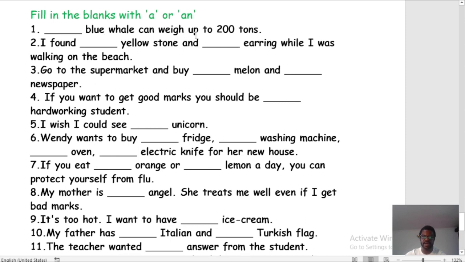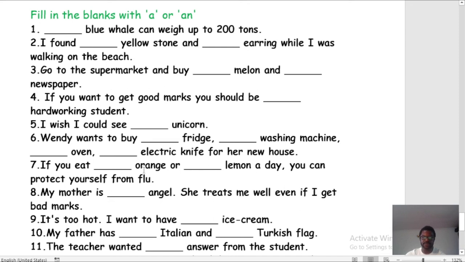Blue whale can weigh up to 200 tons. I found, is it A or N, stone and earring while I was walking on the beach. Go to the supermarket and buy a newspaper. If you want to get good marks, you should be hardworking students. I wish I could see unicorn. Wendy wants to buy fridge, washing machine, oven, electric knife for her new house.